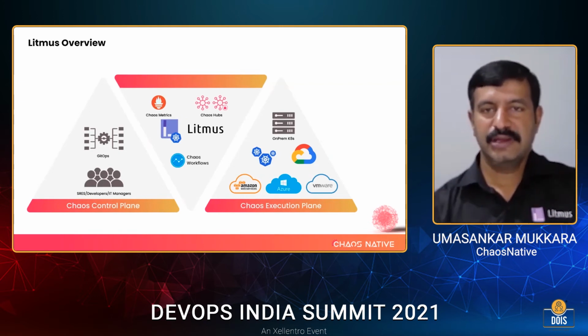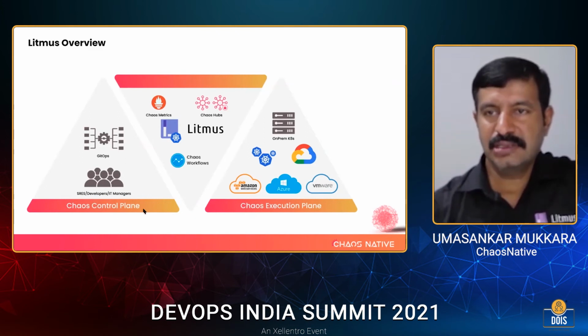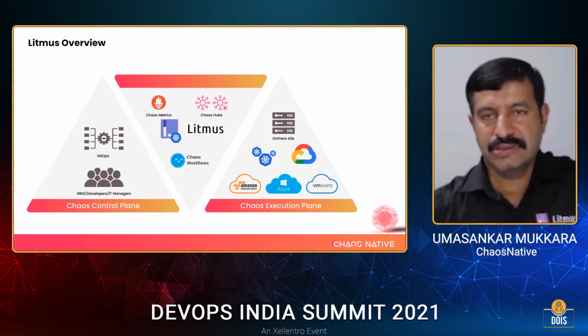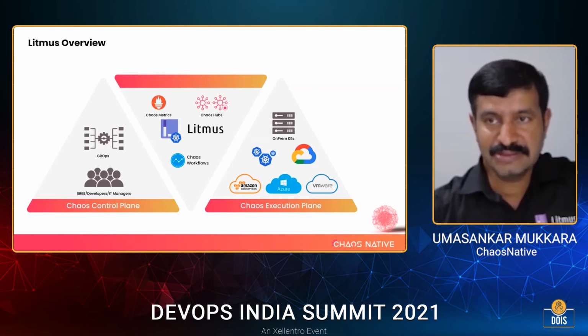So it's designed, I put 3 triangles here. Primarily what you have in the middle is a Litmus Center installation where you connect some public chaos hubs and also your own private chaos hubs where you have your privately defined or designed, developed chaos experiments or tuned chaos experiments as a team.